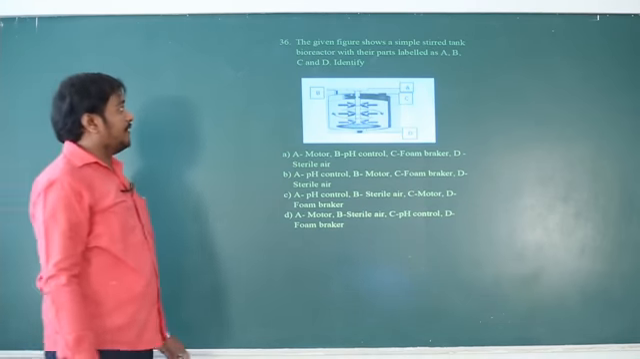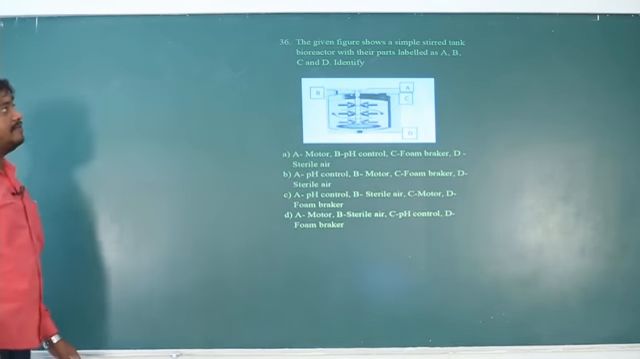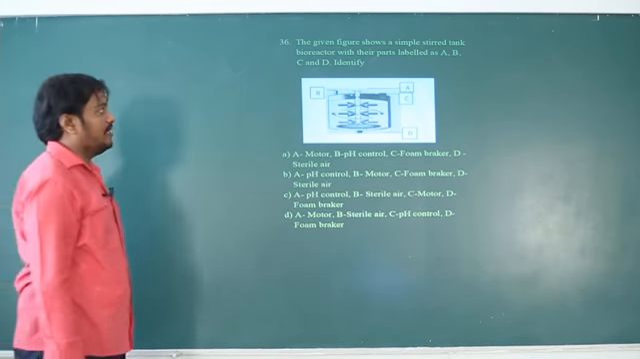Next question. It's regarding a bioreactor. The given figure shows a simple stirred tank bioreactor with its parts labeled as A, B and C respectively. What are those A, B and C?